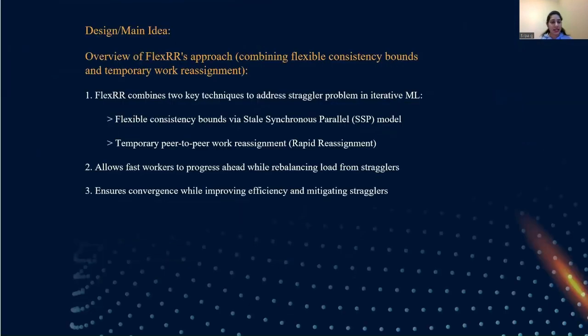And design and main idea is the overview of FlexRR's approach. Here, FlexRR tackles the straggler problem in iterative machine learning by blending two approaches. The first one is FlexRR consistency bounds, and the second one is temporary work reassignment. FlexRR consistency bounds employ the stale synchronous parallel model, which allows for flexible consistency bounds, and it means it can manage the trade-off between consistency and performance more dynamically.